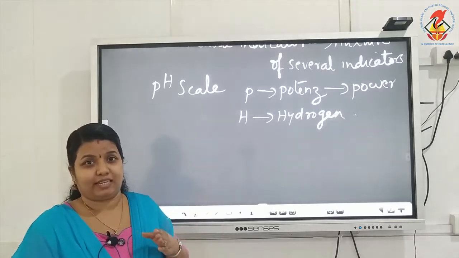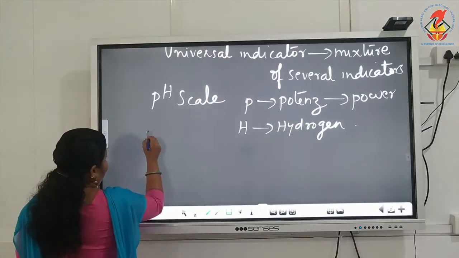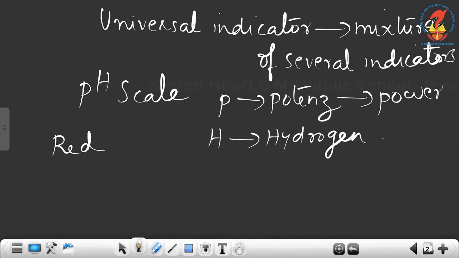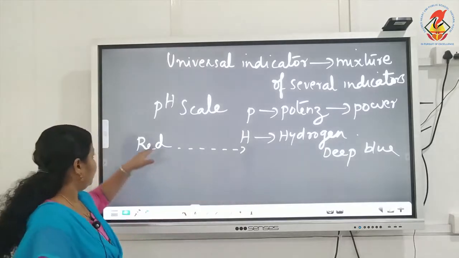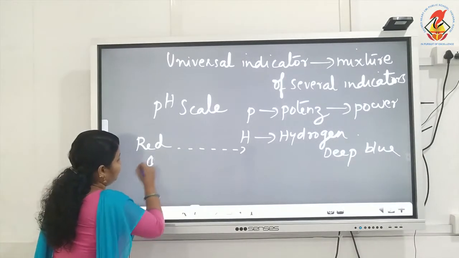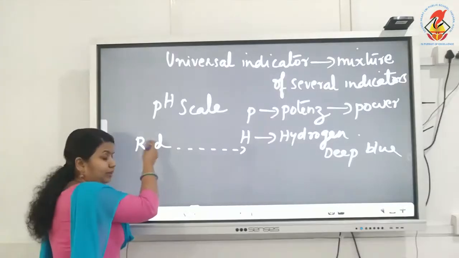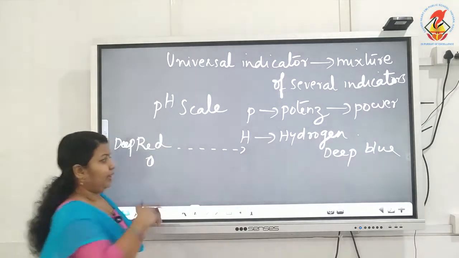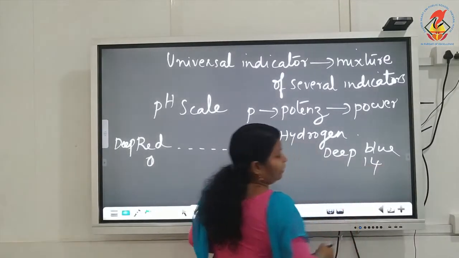There will be a standard color chart in which you have colors varying from red, different shades of red, to deep green color, deep blue color. So, the color varies from red to deep blue. Corresponding to each color there will be values. For deep red color, the value will be 0, and for deep blue color, the value will be 14.